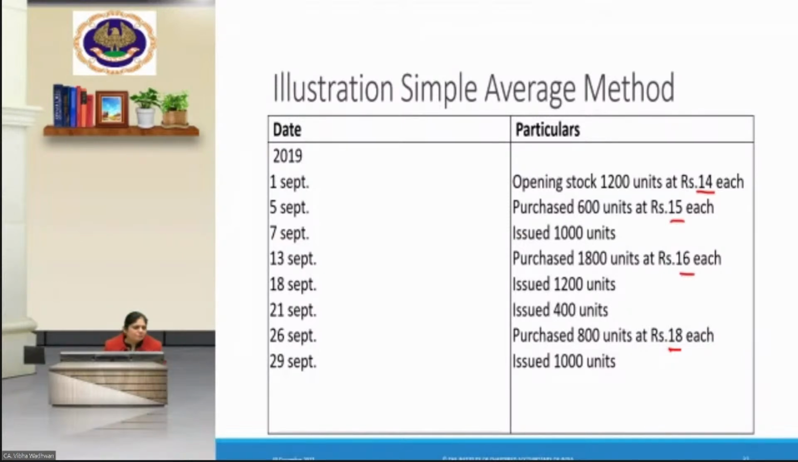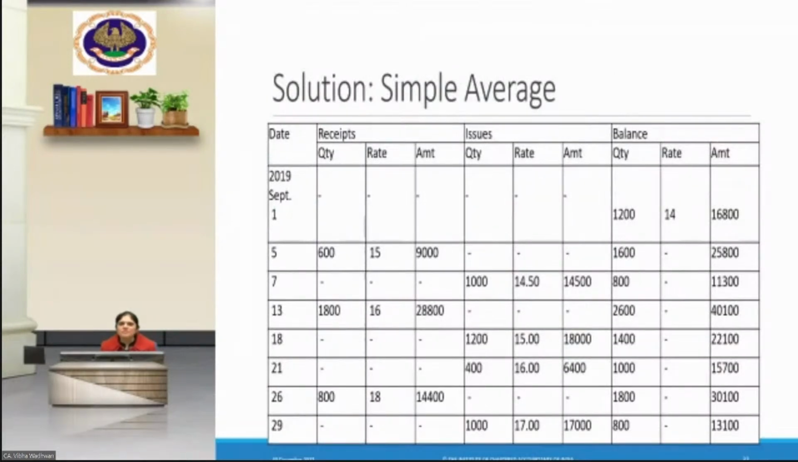Any queries? Okay, Utkarsh, glad that you have noted down your mistake and corrected it. Let us move to the solution of the simple average method. On 1st September, we have the opening balance of 1200 units at the rate of 14, and the value is 16,800.